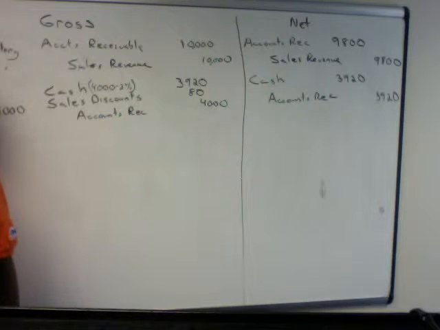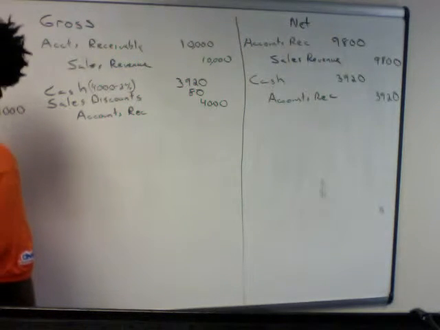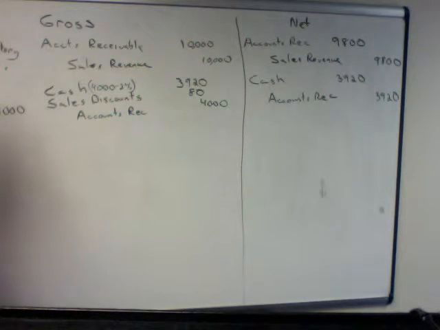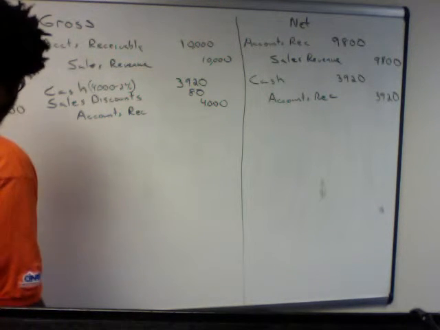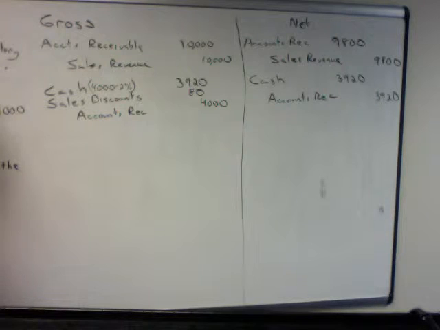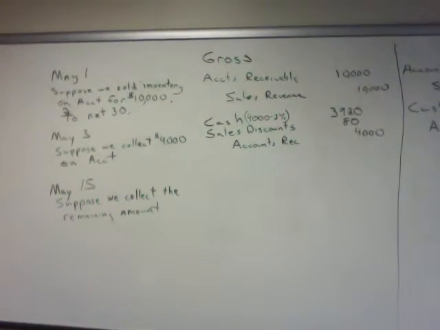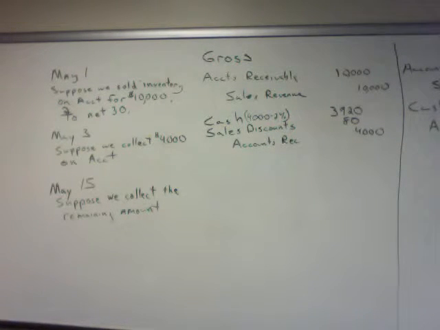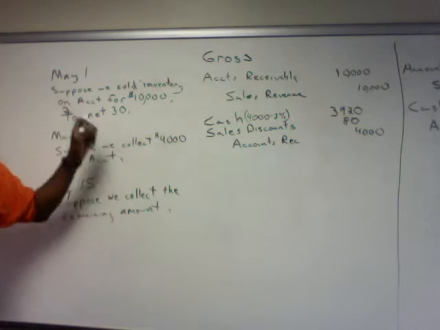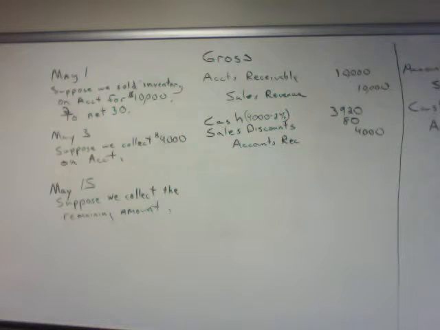Let's say May 15th. Suppose that we collect the remaining amount, and that's on the 15th. That's outside the 10 days of the discount, right? And so we need to know how to adjust that accordingly.